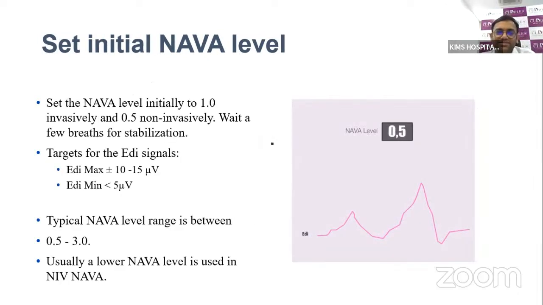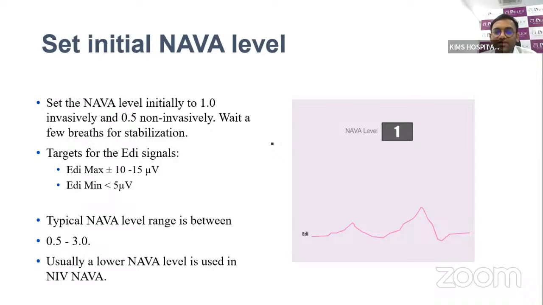Normally, the NAVA level is set between 0.5 and 3. We usually set 1 for invasive and 0.5 for non-invasive, and we need to wait a few breaths for stabilization. First we set a NAVA level of around 1 and we see the EDA signal. Based upon the EDA max, we need it around 10 to 15, and the EDA minimum should be less than 5 microvolts. Until we get this level, we need to adjust the NAVA level.